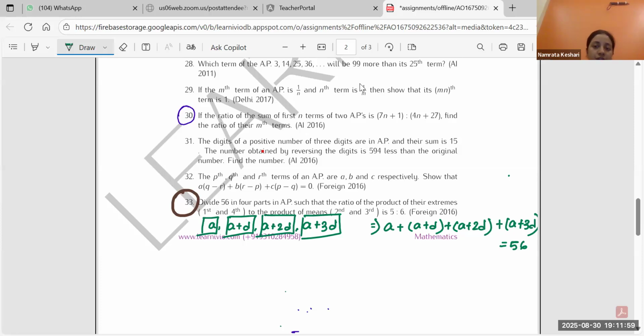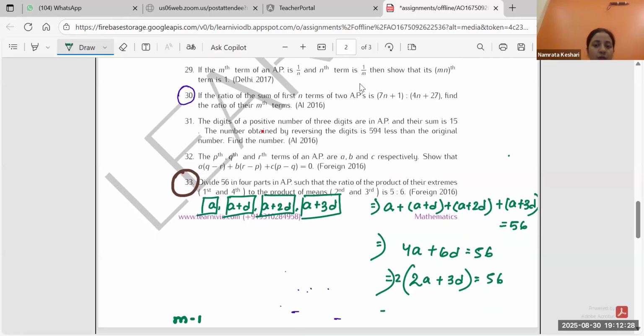Okay, if you will add them all like this, you will be getting an equation that is A plus A plus A plus A, that is 4A. D plus 2D, that is 3D, plus 3D, that is 6D, that is 56. That means you will take 2 common from the left side. It will be 2A plus 3D. You have taken 2 common, and that 2 you can shift to the other side. Why? Just to reduce the number. Okay, 2A plus 3D is equal to 56 by 2, that is 28.